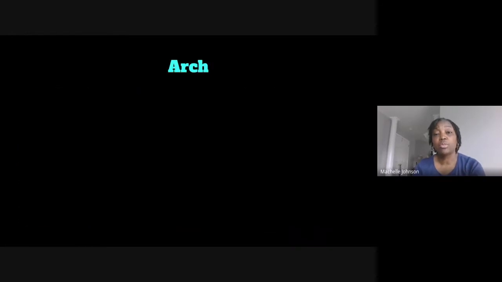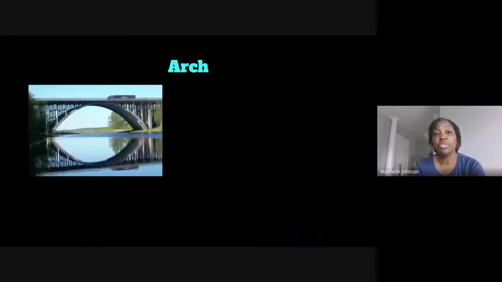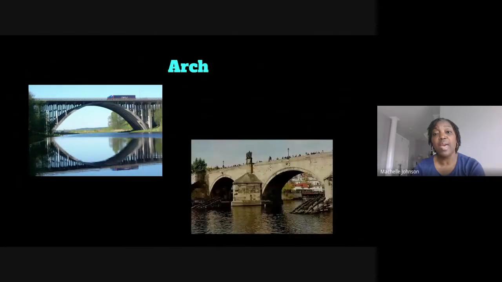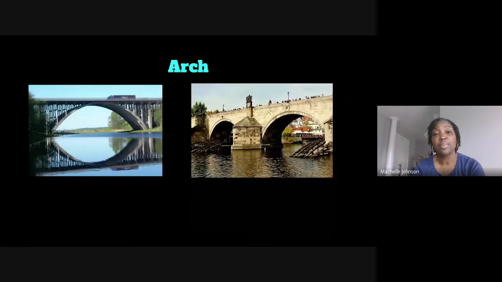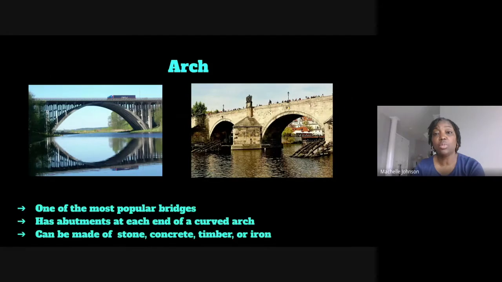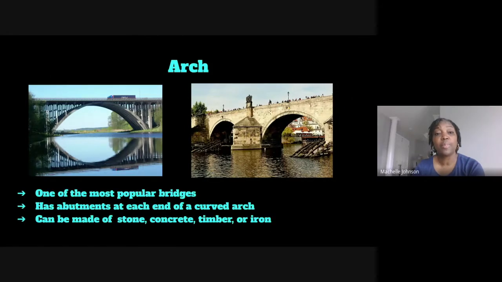Next, we have our arch. An arch is a bridge that looks like half a circle. This semicircle is what holds the load. The arch is one of the most popular bridges. It has abutments at each end of a curved arch. It can be made of stone, concrete, timber, or iron. And the arch is one of the oldest types of bridges as well.